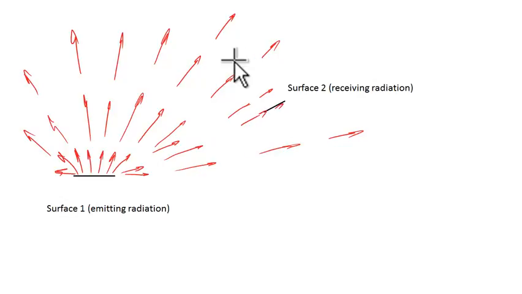Everything just passes by it, assuming this surface is infinitely thin. So all the radiation just scoots by in both directions, and it's not receiving any radiation in that case. So that's one thing to consider.